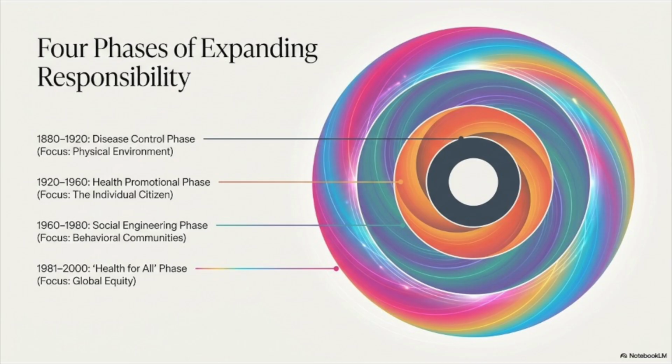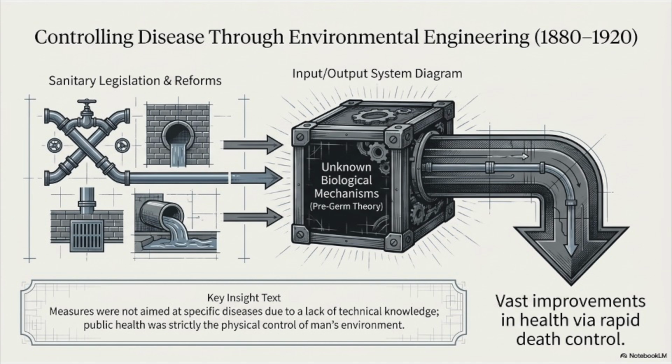Let us begin. Public health has evolved through four major phases between 1880 and 2000. Each phase represents an expansion in responsibility. Initially, the focus was on controlling the physical environment. Later, attention shifted to providing health services to individuals. As disease patterns changed, public health began addressing behavioral and social risk factors. Finally, the concept expanded further to include health equity and universal access to healthcare for all people. Understanding these four phases helps us appreciate why modern public health is multidisciplinary and continuously evolving.